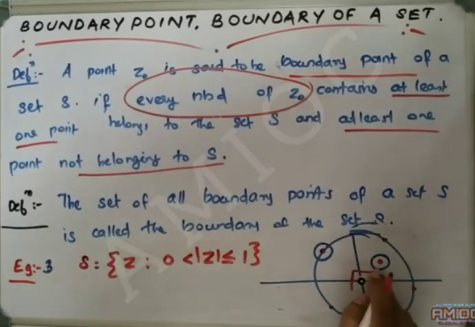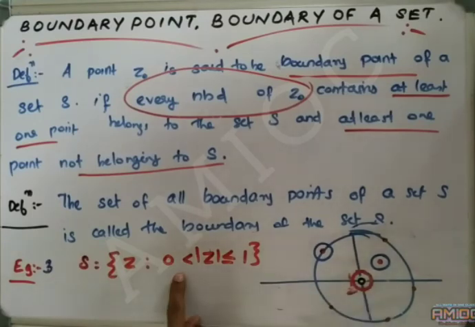Now we need to look at the property of 0. If we choose any neighborhood of some small radius about 0, that neighborhood must contain 0 and some other points in the set S, and 0 is excluded from the set S. Therefore, there exists a point, which is 0, which is not in the set S, and some other points which are in the set S.